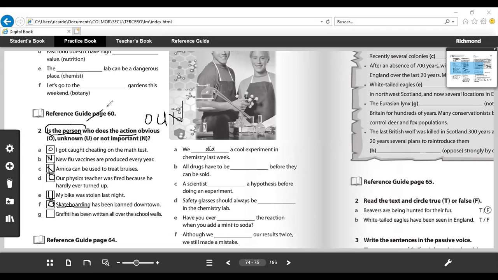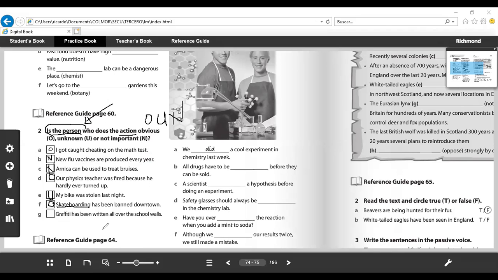Remember, we're trying to see if the subject is obvious, unknown, or not important, okay? I know the sentences by themselves don't make very much sense, but that is not what we are looking for. The information that we need to pay attention to is if the subject is important, not important, or unknown.